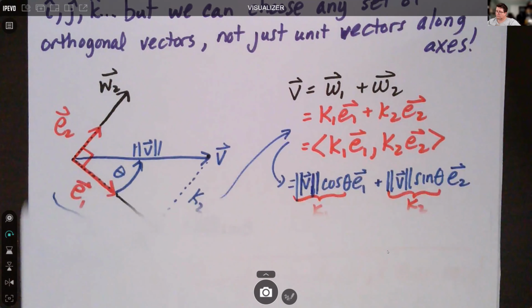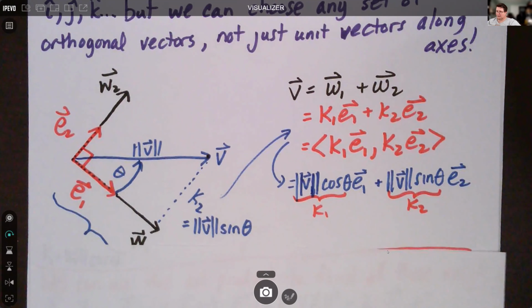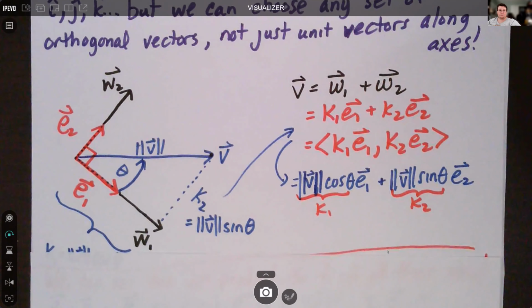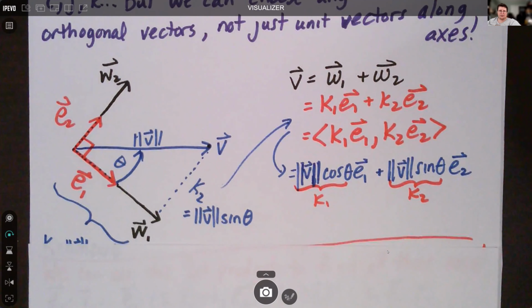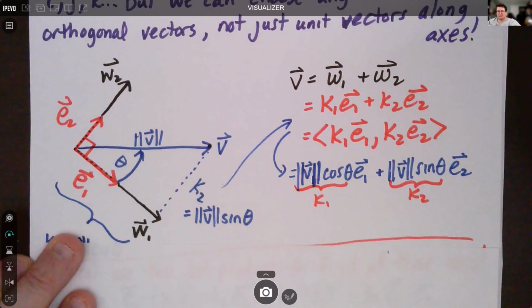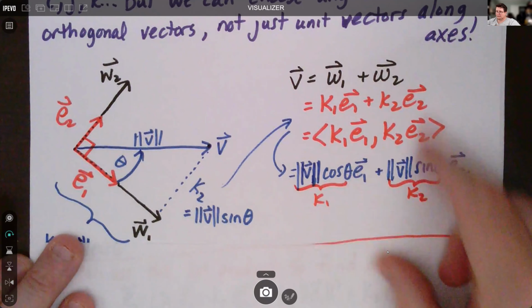So let's take a look at doing that with a general picture, not an example yet. If I've got vector W1 and vector W2, we can come up with vectors along those, E1 and E2. So W1 is K1 times E1, W2 is K2 times E2. Right now, I don't have E1 and E2 listed as unit vectors because this still applies.